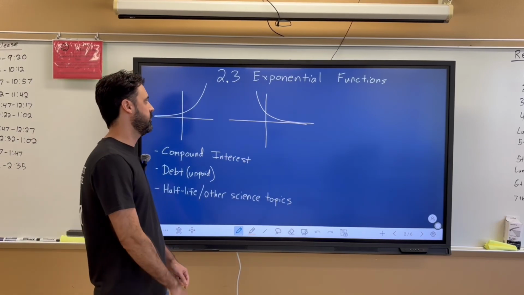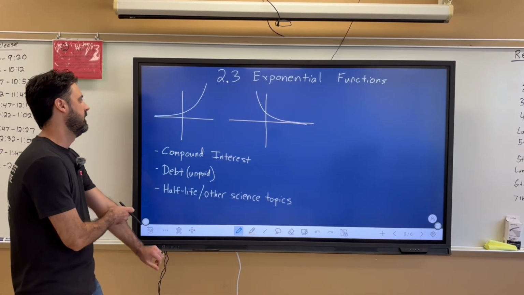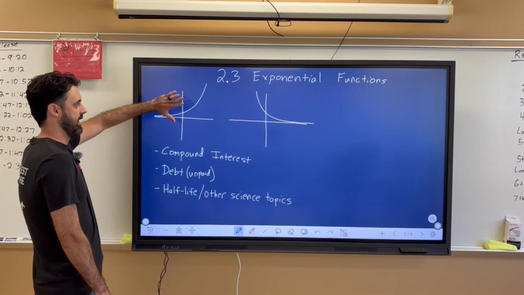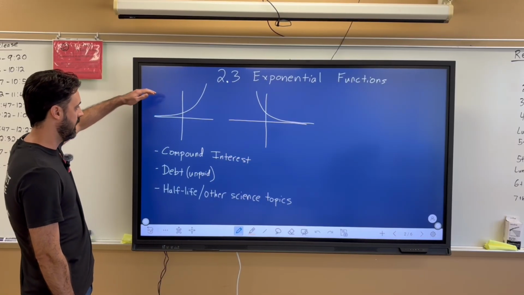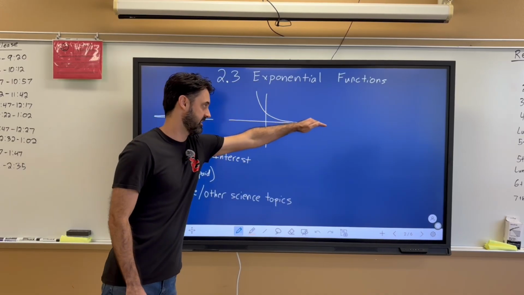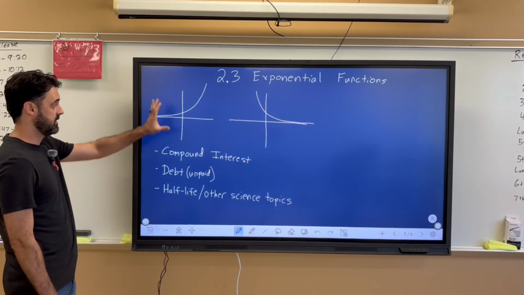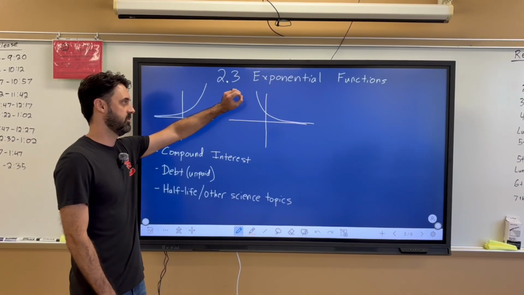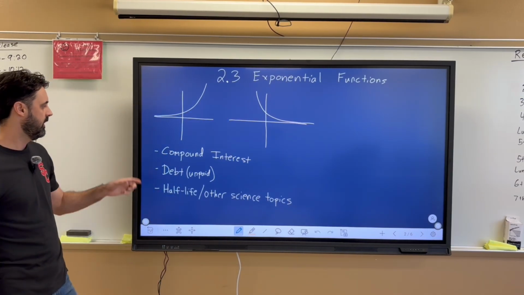All right, everybody, section 2.3, exponential functions. So we have two types of graphs when we're talking about exponential functions. One is going to go up to the right. One is going to go down towards the x-axis there. It's going to approach 0. This is known as exponential growth and exponential decay, which we're going to cover more in a second here.